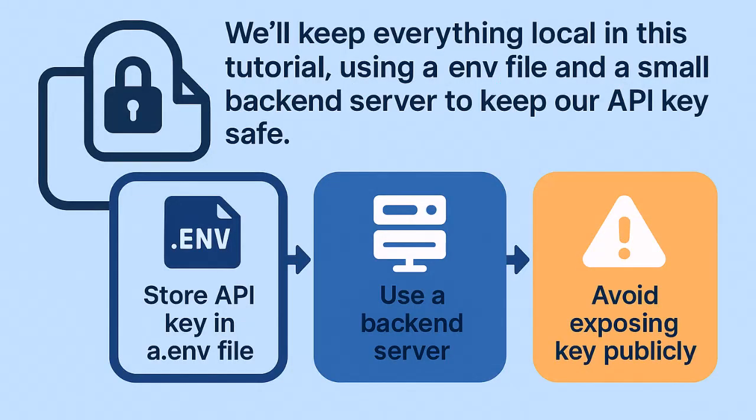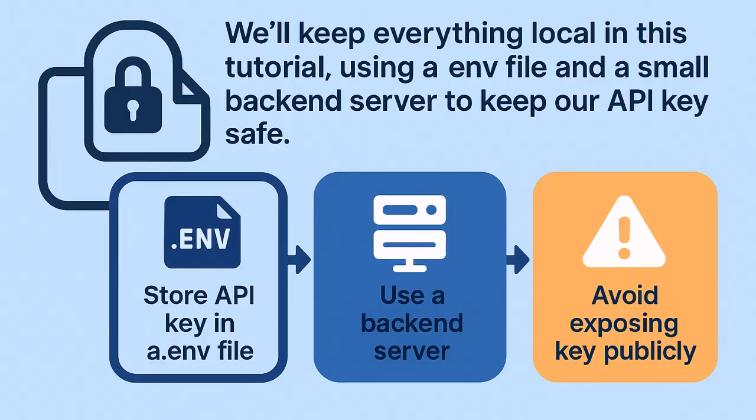We'll keep everything local in this tutorial using a .env file and a small backend server to keep our API keys safe. If you ever want to put this online, you'll need to deploy the backend too, because exposing your API key in front-end code is a security risk and not recommended. Never worked with AI before? No worries. I'll explain everything, including things like temperature and max tokens.